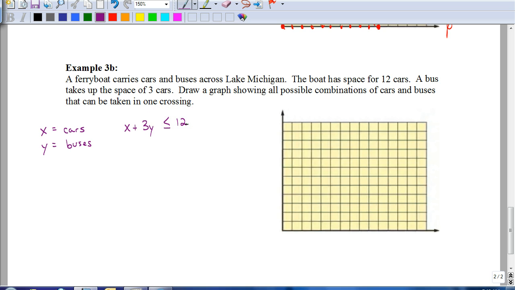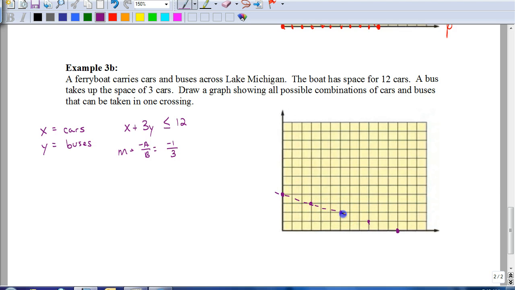So my x-intercept here would be right at 12. 1, 2, 3, 4, 5, 6, 7, 8, 9, 10, 11, 12 would be there. My y-intercept would be at 4. 1, 2, 3, 4. Remember to find the slope here. The easiest way to do that is it's the opposite of a over b, where a in this case is 1, so it's going to be negative 1/3. So that means from this point I go down 1 and over 3, down 1 over 3, down 1 over 3, down 1 over 3. So those are all the points that would be included that would be on the line.